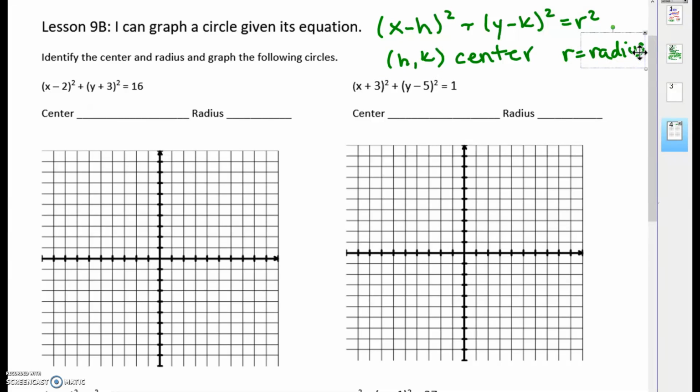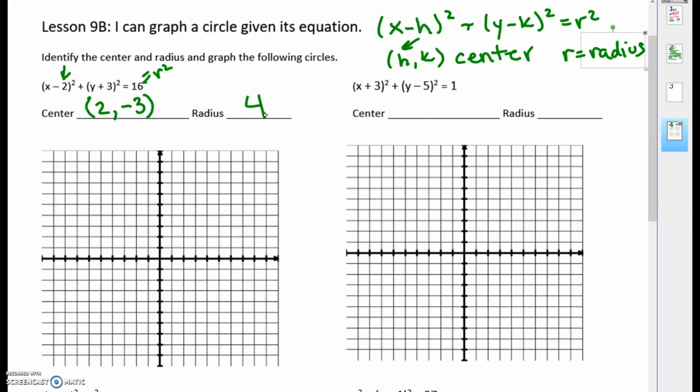So when I look at this first problem here, (x minus 2) squared plus (y plus 3) squared equals 16, my center is going to be at whatever value this is, but it's the opposite sign. Because we're doing x minus h, x minus 2 means that h is 2, and y plus 3 means that the k is negative 3. And then my radius, 16 is equal to r squared, which means that my radius is just 4, so we take the square root to get just the radius.